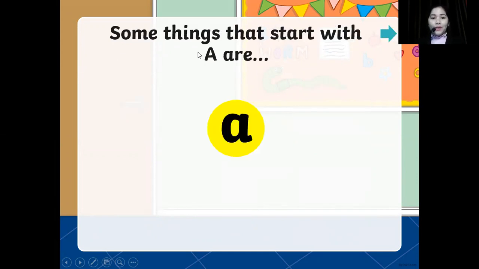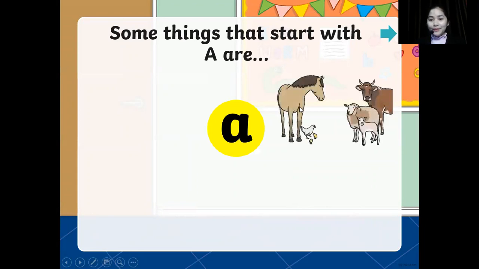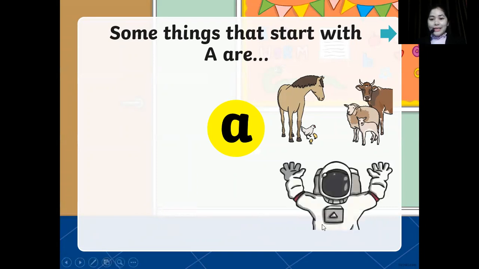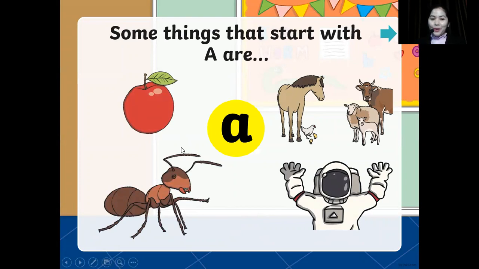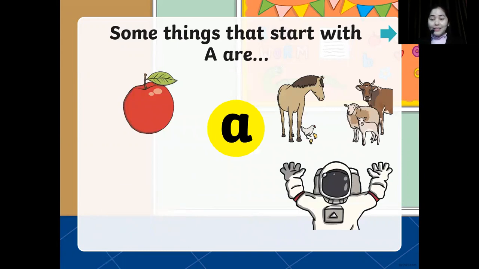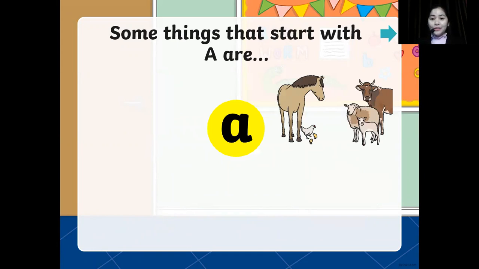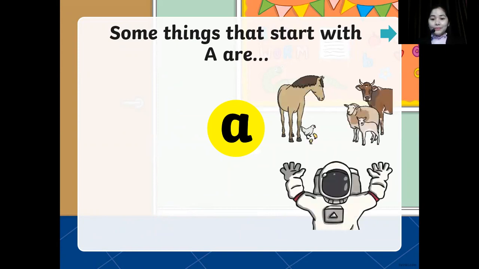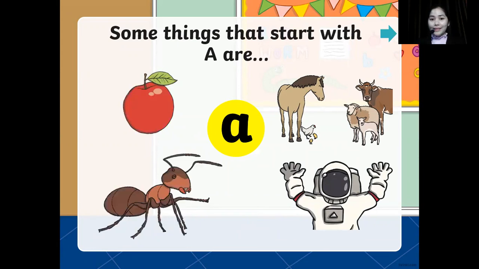Now let's move forward. There are some things that start with A. For example, animals, animals. That's great. Next, astronaut, astronaut. Next, an apple, an apple. Next, wow, this morning I will be teaching you this one. Ant, ant. So once again, some things that start with A are ant, apple, astronaut, animals. One more time: animals, astronaut, apple, ant. It all starts with the A sound. It's the short A.